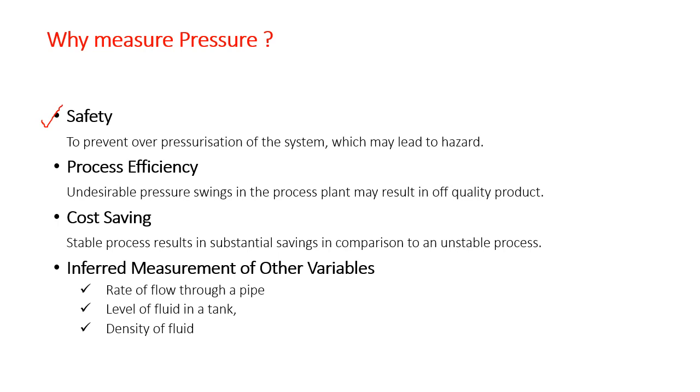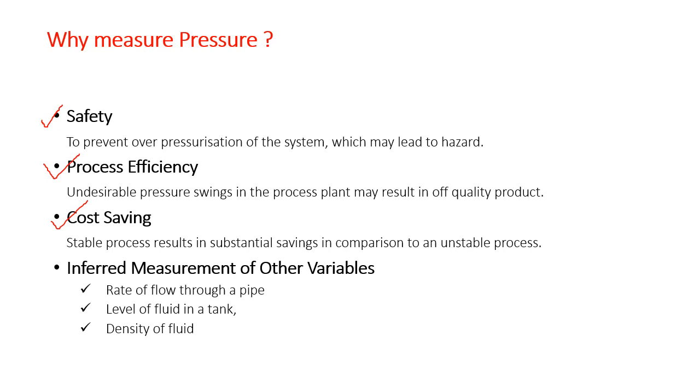Second is process efficiency. If there are undesirable pressure swings in the process plant, then it may result in producing off-quality product, right? And in that case, there will be financial losses, right? And third is cost saving, as a stable process results in substantial saving in comparison to an unstable process. So obviously this will increase the productivity and save you lots of money.